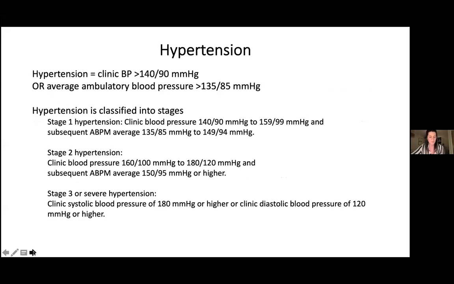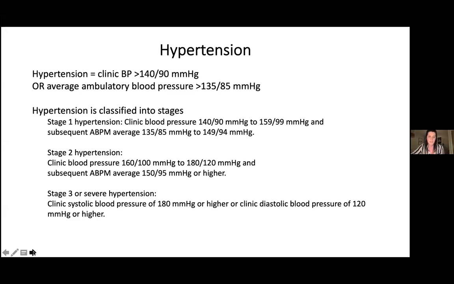So let's talk about hypertension. Hypertension is one of the most common things that you'll deal with as a general practitioner. Let's go back to basics. What is the definition of hypertension? The definition is a clinic blood pressure of over 140 over 90, or an average ambulatory blood pressure of over 135 over 85. For most people, if their clinic reading is high, you'll recommend they get an ambulatory blood pressure monitor. That's a profile taken usually over a week, just because white coat hypertension is a thing.